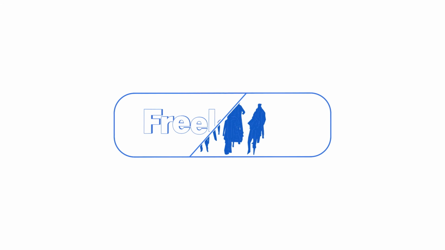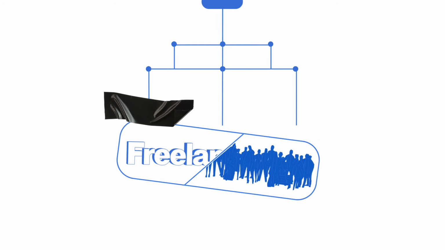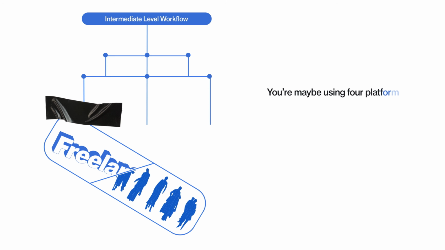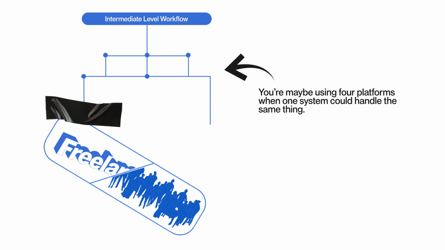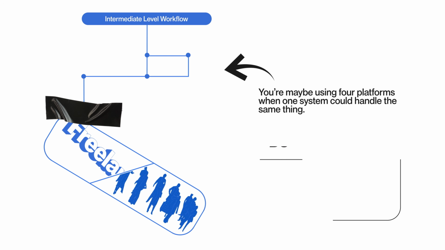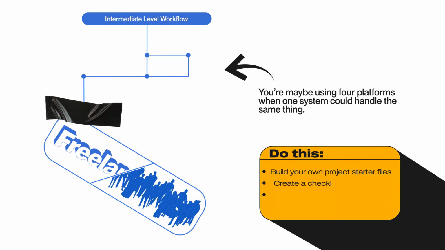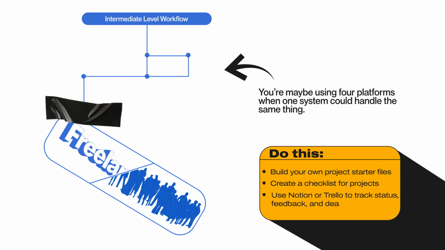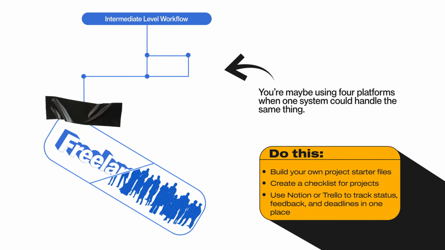So if you are a freelancer or part of a small team, you've probably got a decent workflow already, but you might be holding it together with some duct tape. You're maybe using 4 platforms when one system could handle the same thing. And the real game changer here is removing decisions you don't need to make twice. So build your own project starter files. Create a checklist for projects. Use Notion or Trello to track status, feedback, and deadlines in one place. Anything that reduces stress between you and the actual work is worth investing time in.